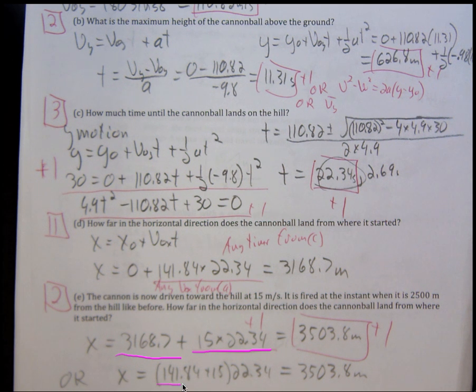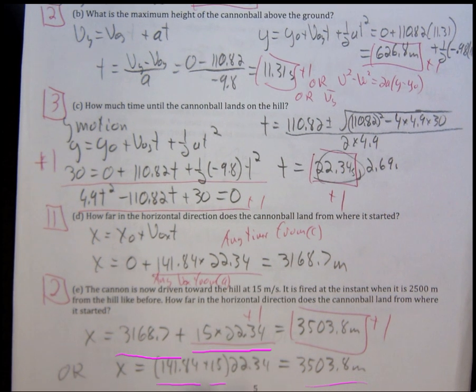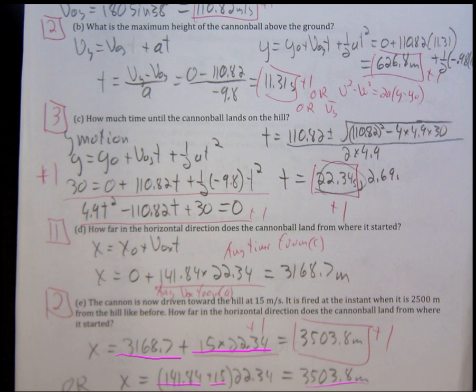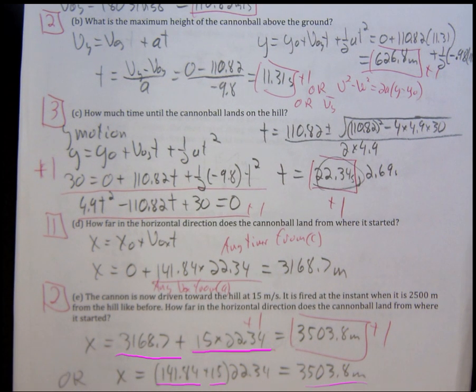141.84, it's 141 plus 15 from the fact that it's being driven. And both of those gives you the correct answer. And so that was worth 2 points, one for somehow coming up with a way to handle the 15, and one for the correct answer.